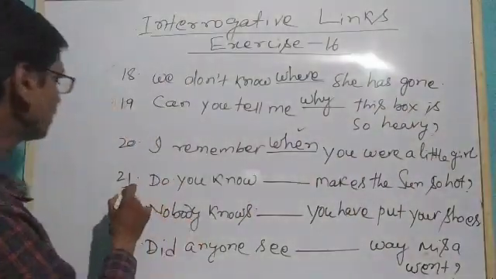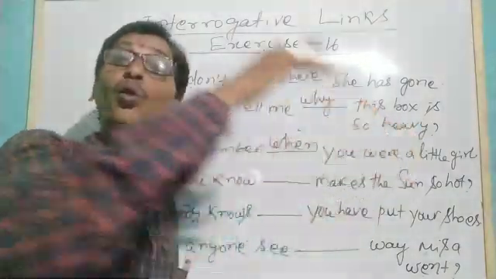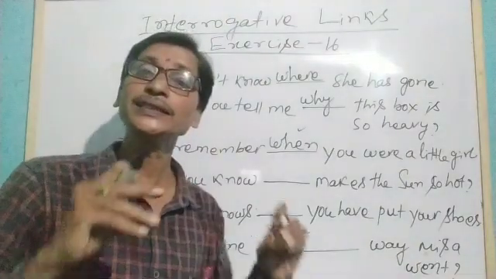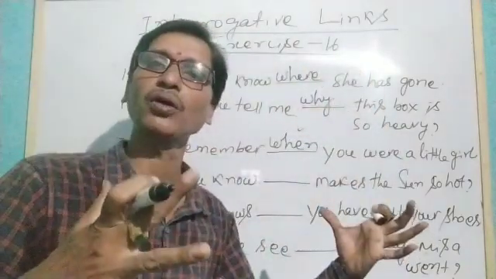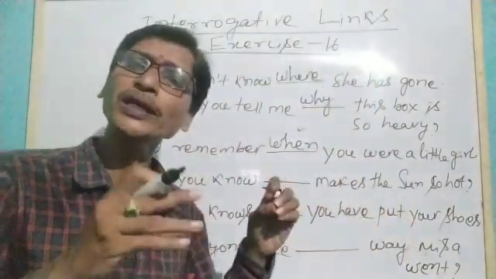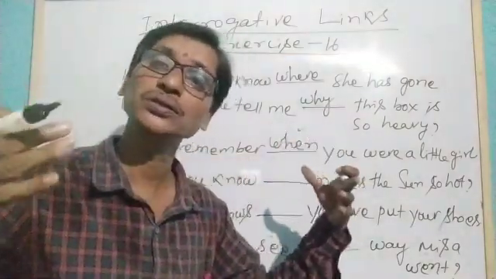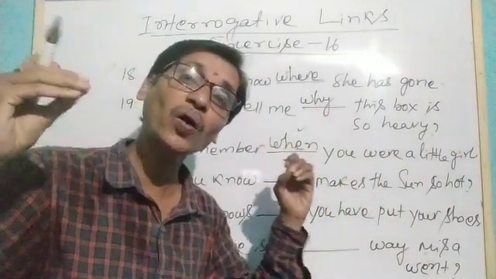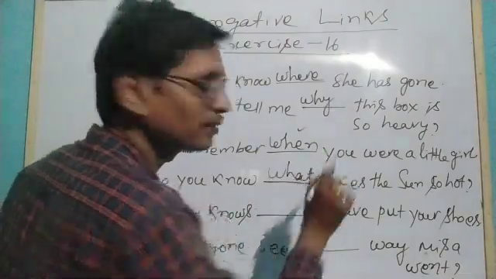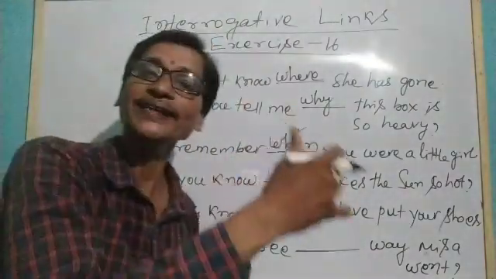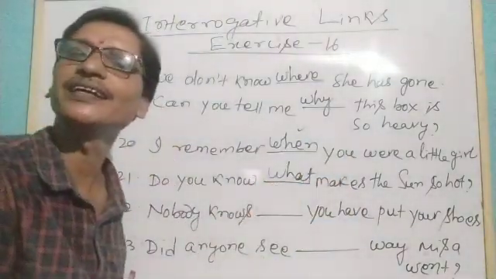Clear? Next, do you know dash makes the sun so hot. That means there is some metal, some thing inside the sun that makes the sun so hot automatically. So when we talk about a thing that is available in the sun that makes it so hot, we are thinking and talking of a thing. Therefore, we can use what. Do you know what makes the sun so hot? Understand? So here the interrogative link is what.